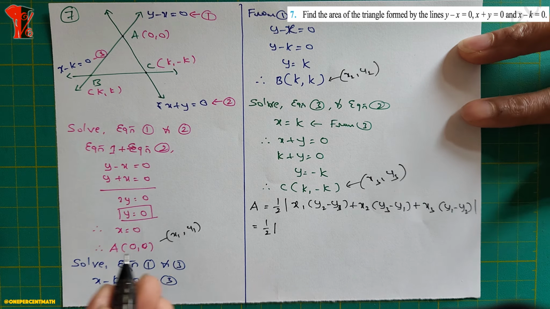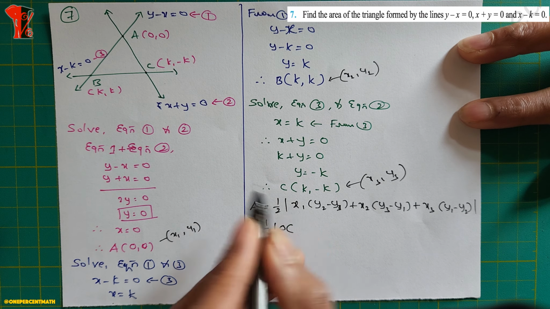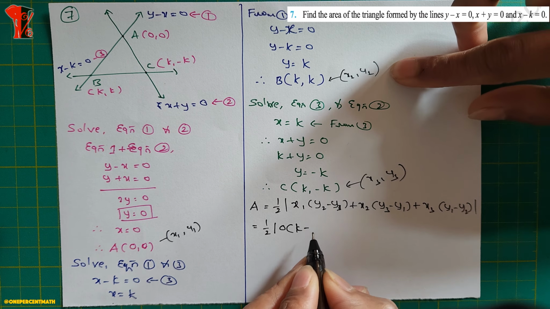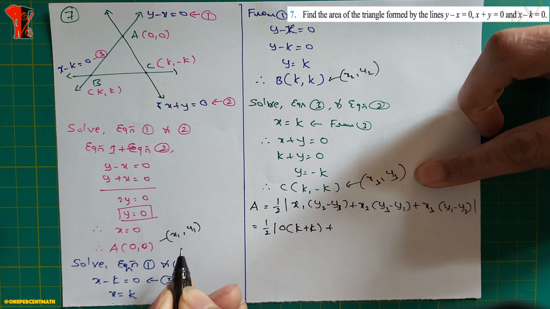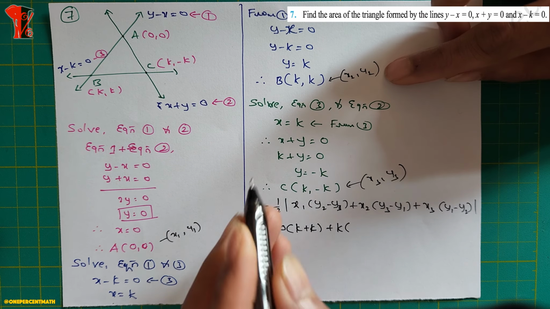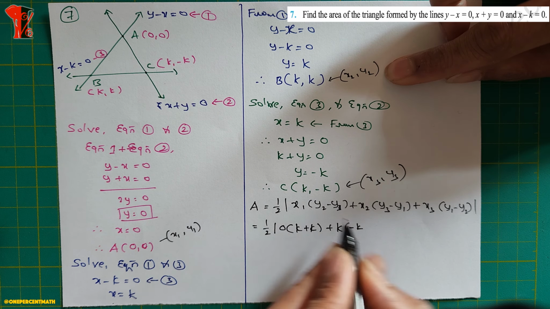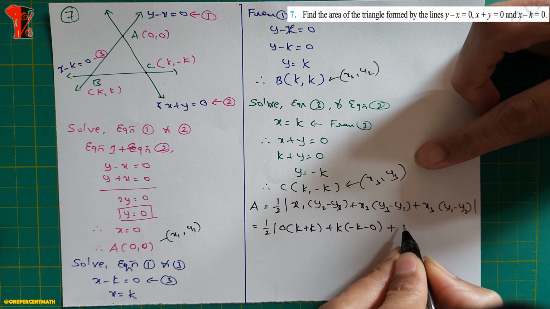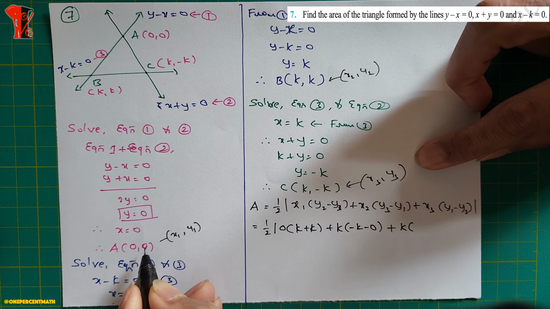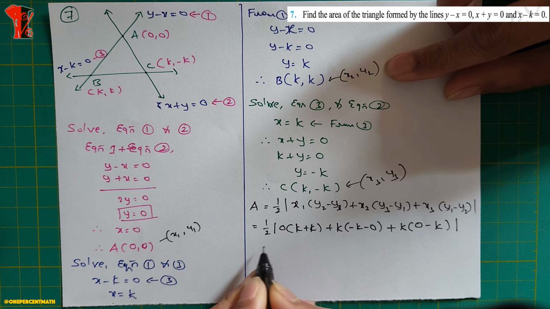So let's substitute. x1 is 0, and 0 times anything is 0 only. If you want, you can substitute, or you can write 0 directly, but still I will write it. y2 is k, and y3 is minus k, so it becomes k plus k, plus x2, which is k, into y3, which is minus k, and y1 is 0, minus 0, plus x3, which is again k, into y1, which is 0, minus y2, which is k. Modulus.